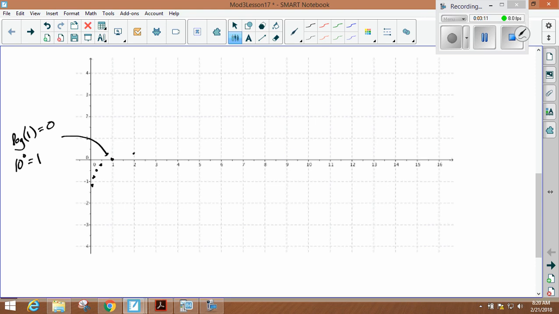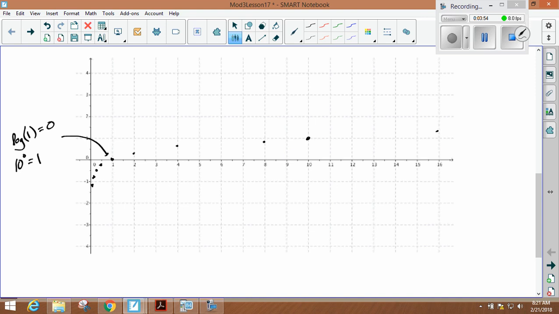All right, at 2, we're at 0.30, somewhere around there. At 4, we are at 0.60, so maybe there. At 8, we are at 0.90, close to 1. Hey, at 10, it should be 1, right? Yep. You guys are awesome. And at 16, we're all the way over to 1.20. So maybe somewhere around there.